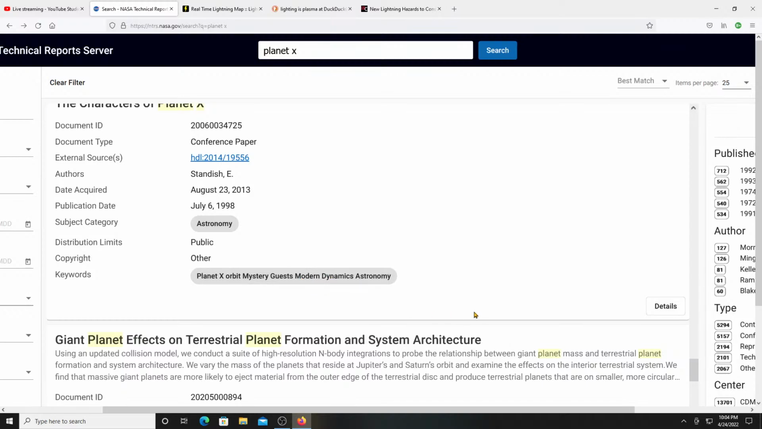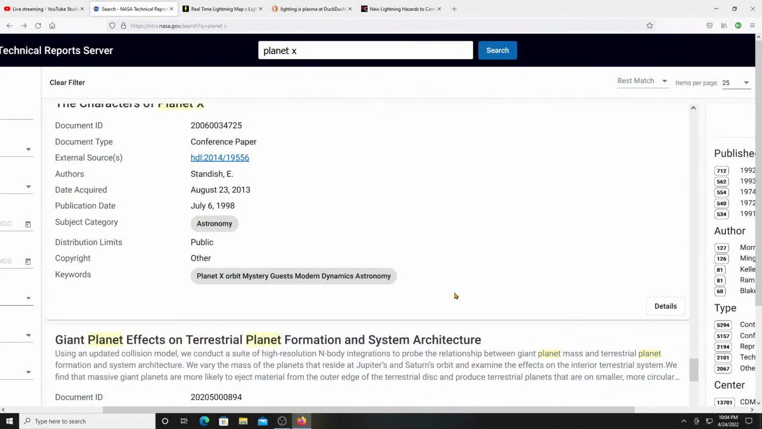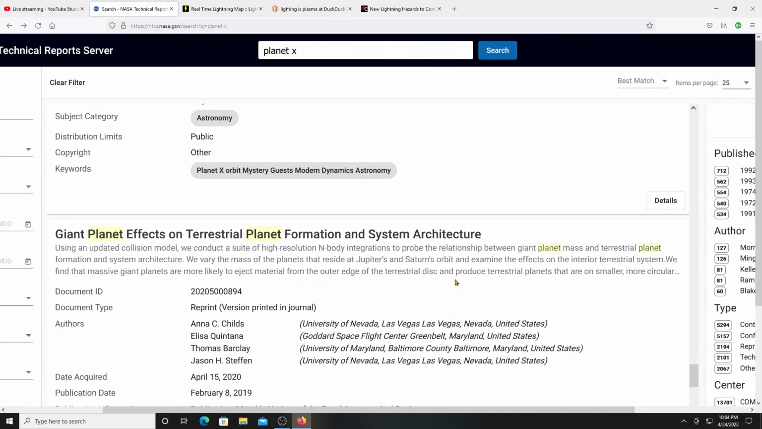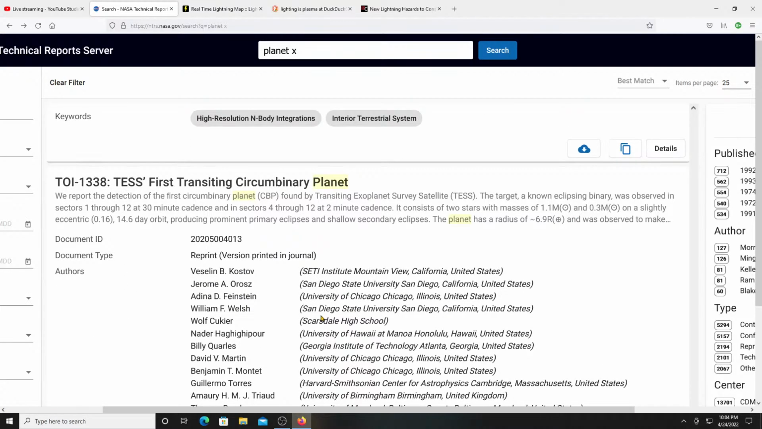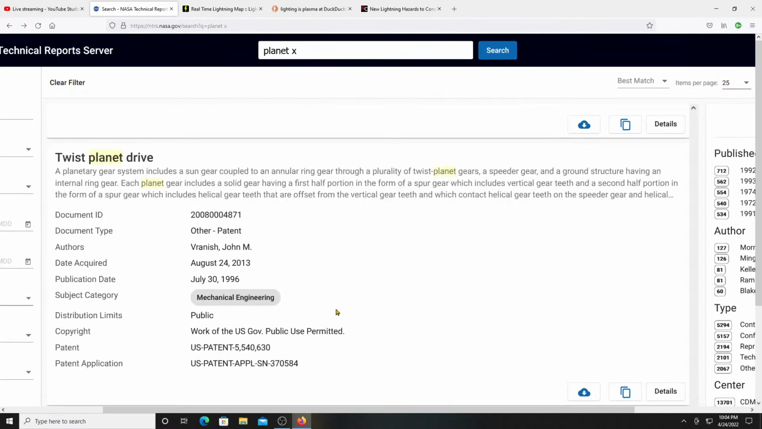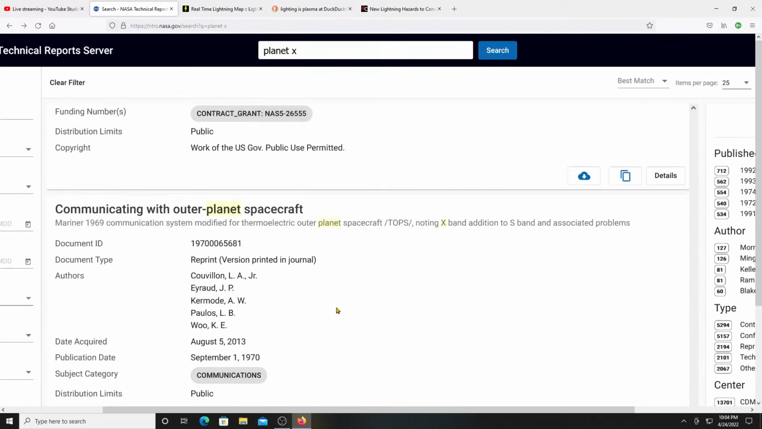Do you think they had mysterious guests there, you all? At this conference, they had a conference paper. That was 98. Do you think they had some mystery guests? They could have had. Giant planet effects on terrestrial planet. Yeah, my goodness, this has a lot of stuff. Communicating with outer planet spacecraft. Mariner 1969 communication system modified for thermoelectric outer planet spacecraft.